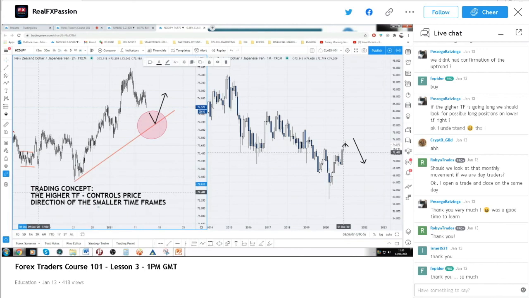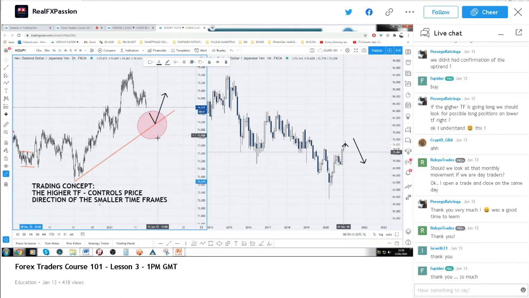So, not to give too much for today, keep this concept in mind: every time that you lose on your time frame of choice, 1-hour, 15-minute, whatever, check the higher time frame.